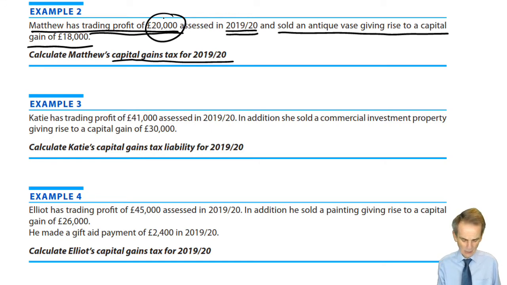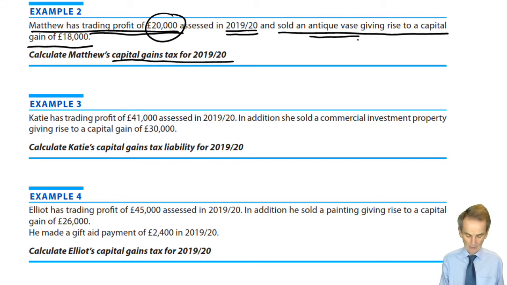Very obviously here, with only £20,000 trading profit and a £12,500 personal allowance, there's very little taxable income. There is therefore a very significant remaining available basic rate band for you to use your relevant CGT rates. Now, this is an antique vase. This is not an asset that would benefit from entrepreneurs relief. It is not residential property. It is therefore the CGT rates applicable to every other asset: 10% in the basic rate band, 20% in the higher rate band.